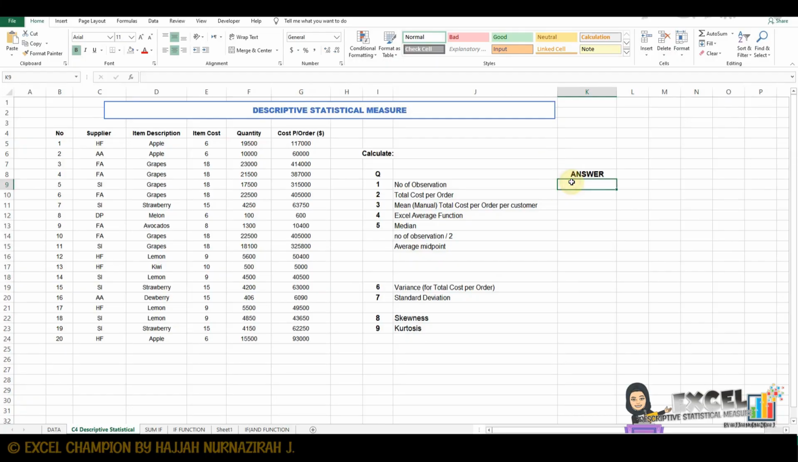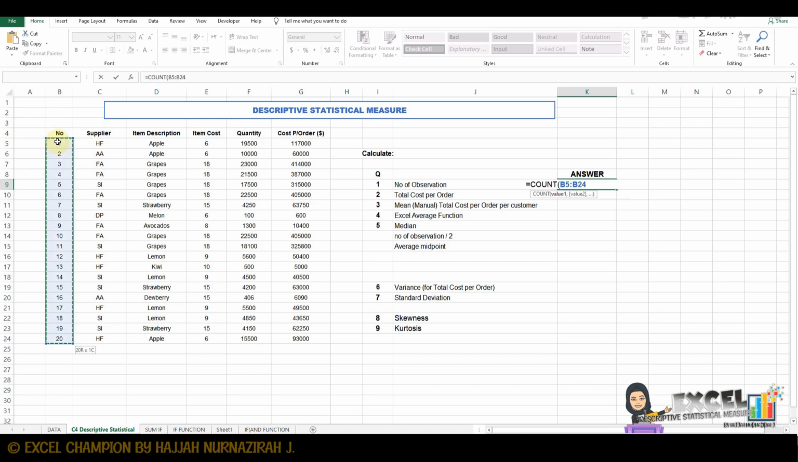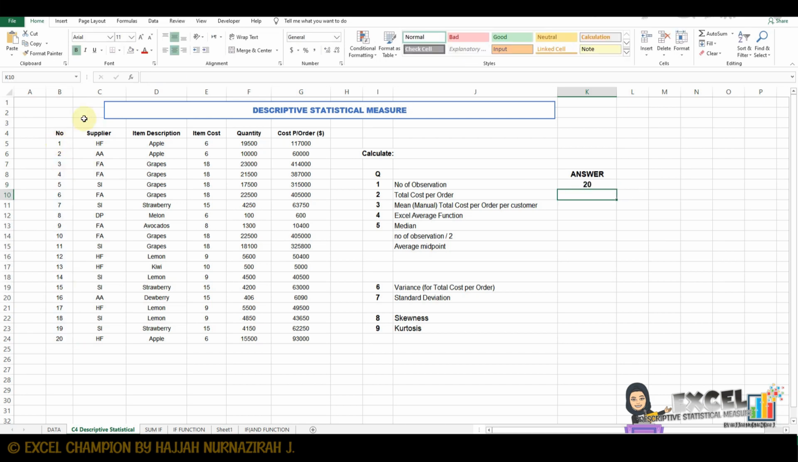So the first question, number of observations. To get the number of observations, it refers to the number of samples. Now press equal, type count, double click, select the numbers, shift control arrow down, enter. So the number of customers or observations is 20.